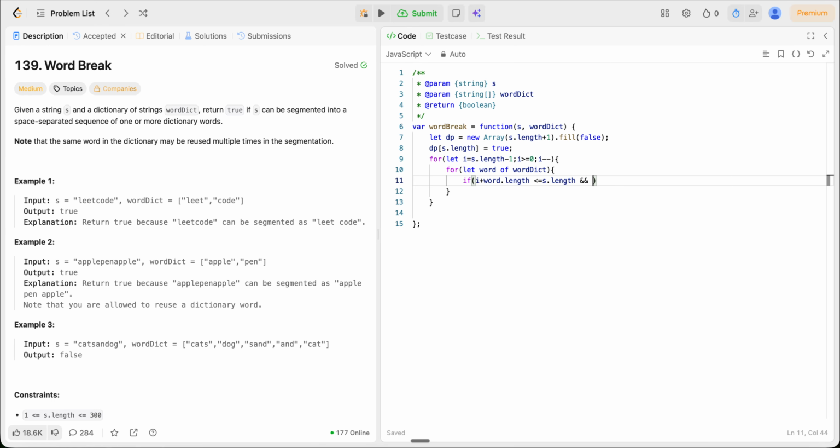And if they are falling within the limits, then what I am going to do is s.slice, and I'm going to check whether the substring is equal to the word or not. If they are equal, then I'm going to mark dp of i equals dp of i plus word.length, as we discussed.